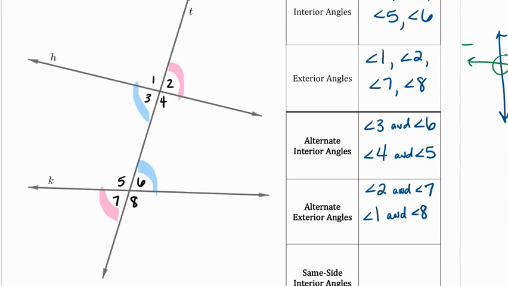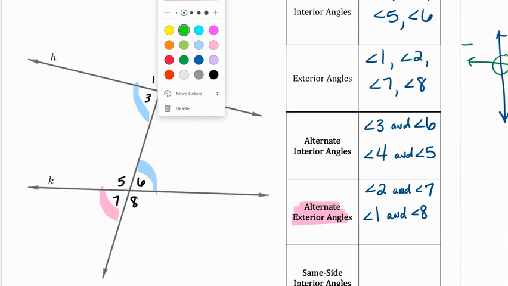Okay, our next type of angle here. Oh, and I was going to highlight these so my colors match here. Sorry guys, my pen's just being really slow today. Okay, so there's my alternate exterior. Come on. Okay, we'll go to our next color here.